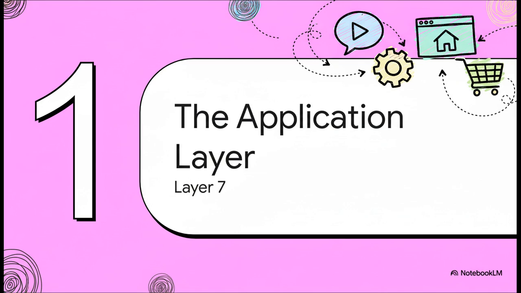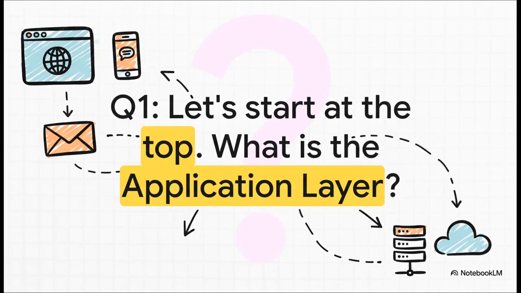All right, we're going to start our examination right at the top with layer 7, the application layer. This is the one you interact with all the time, probably without even realizing it. It's where your browser, your email client, all that software plugs right into the network. So for our first question, in simple terms, what exactly is the application layer?